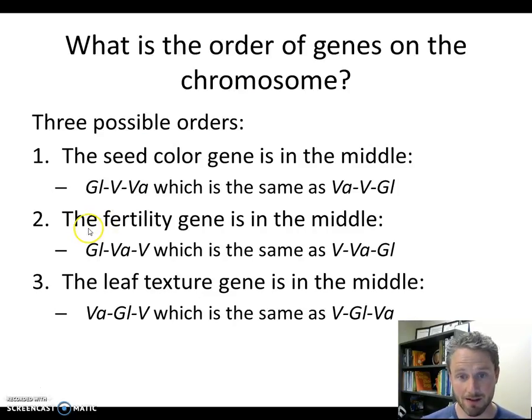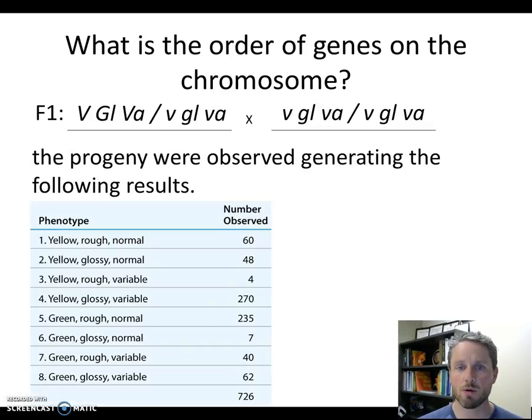Another possibility is that the fertility gene is in the middle, VA. So we could have GL-VA-V. We could have this order. Or the third possibility is that the leaf texture gene is in the middle. And we could have VA, GL, V in that order. And so we need to determine which of these three potential orders is correct. So the way we're going to do this is by looking at this outcome from the cross again.